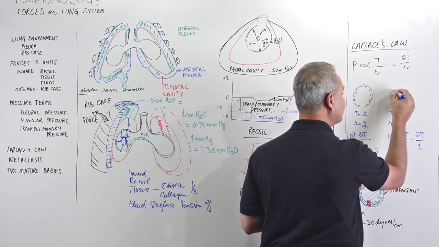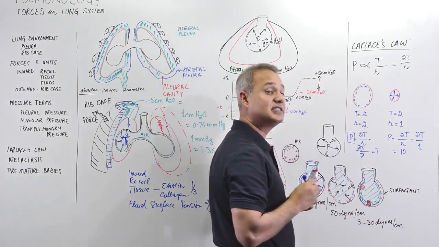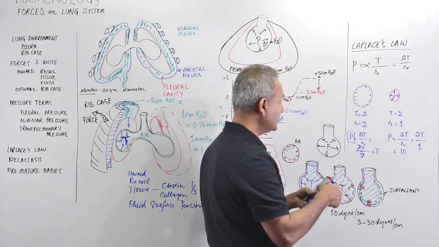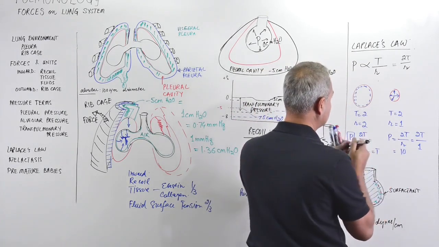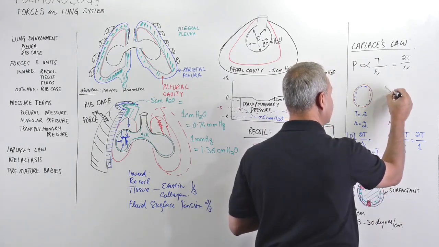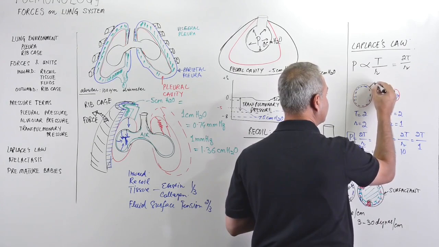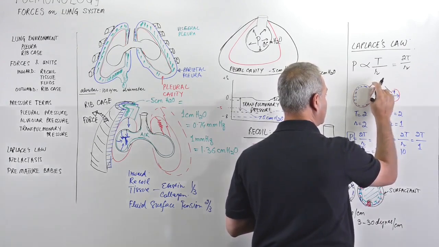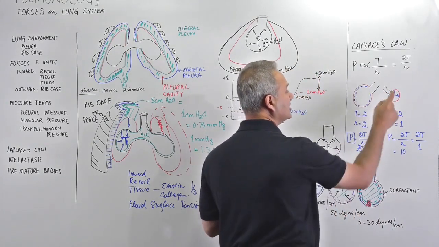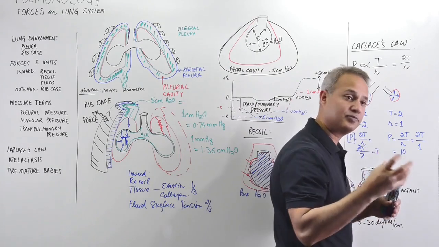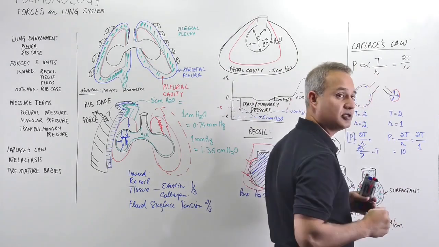Is that significant? Yes. What is the significance of that pressure? There is an interesting situation. So let's give this alveolus or balloon a tube as well. Which alveolus do you think has a higher pressure to allow the air to escape?